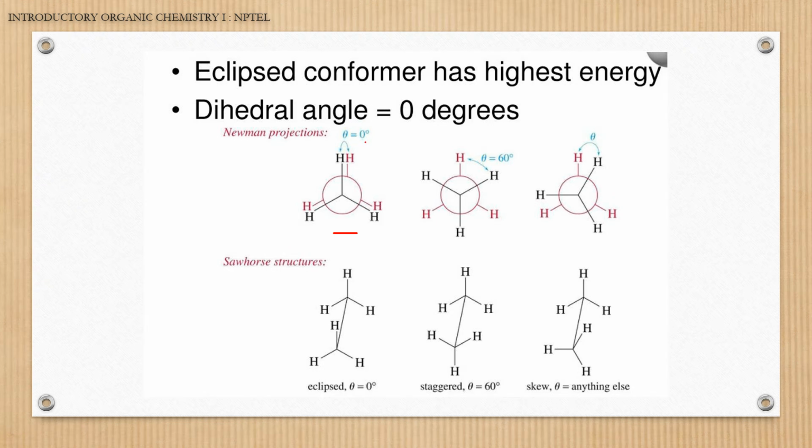So here, when they are overlapping with each other, there is a strain developing between these two hydrogens that is known as torsional strain. Based on the dihedral angle, we can say that the torsional strain is present here.